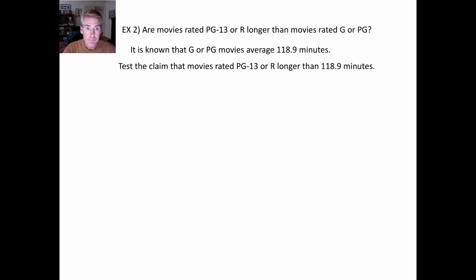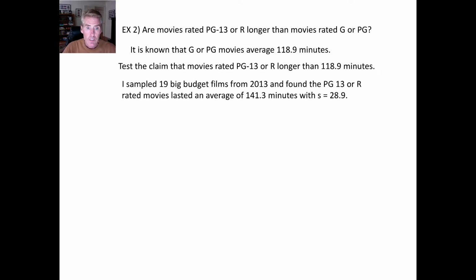Anyway, so test the claim that for the PG-13 and R, it's going to be longer than that. So I looked at 19 big budget films from 2013. Wow, I really should update this example. Anyway, it's from 2013. They lasted an average of 141.3. Yep, that's longer. But there's a lot of variation, 28.9 minutes. That's nearly half an hour. As you go from movie to movie, that's a lot of variation.